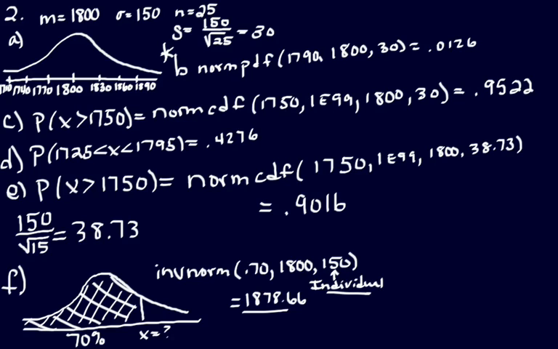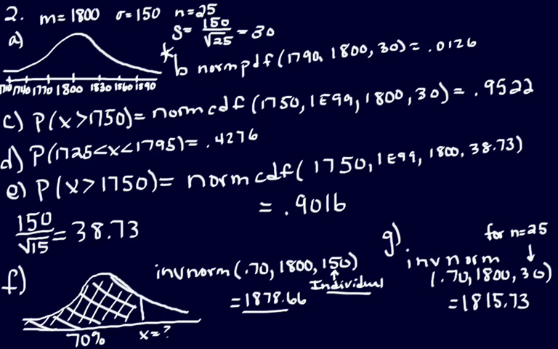In part G, it says not just, it takes the 70th percentile to the same. So the picture would be exactly the same as it was in F. But this time, instead of using 150, I'm going to have to adjust my standard deviation back to what we originally found at the beginning, where my standard deviation was equal to the 30 up here. Okay, so this is how it would look. Inverse norm again.